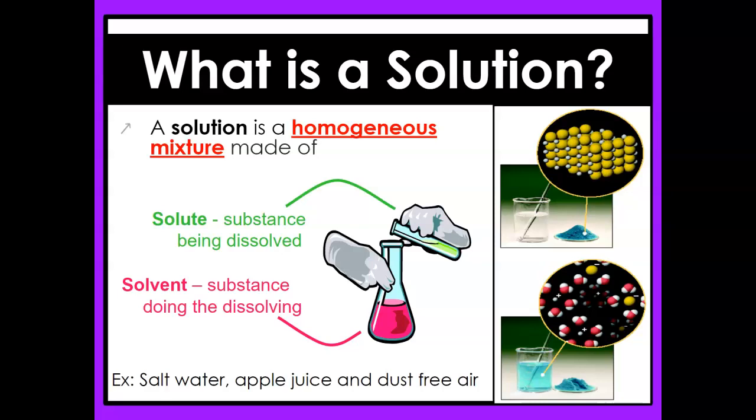Now, most of the time, the solvent is going to be water, and the solute will be something like a chemical compound, salt, sugar, which are both chemical compounds. But Kool-Aid, powder, drink mix, something like that will be the solute. Examples would be salt water, apple juice, dust-free air is actually a homogeneous mixture. It's a solution. With dust in it, it would become heterogeneous, but we're assuming if it's just air, it's a homogeneous solution.